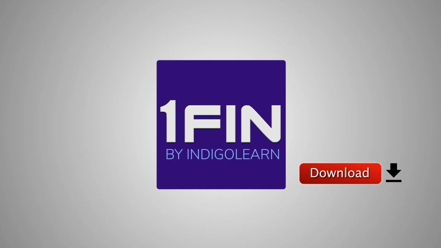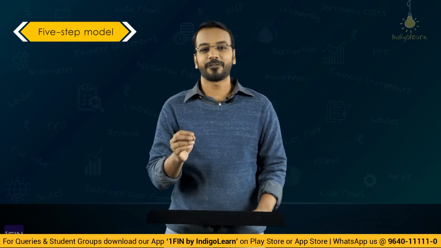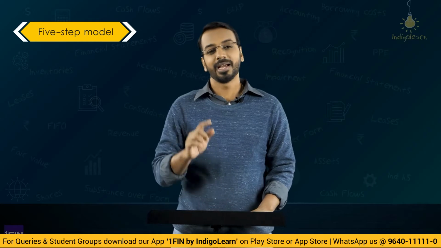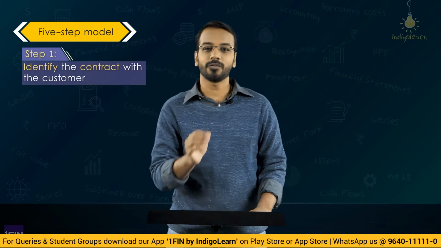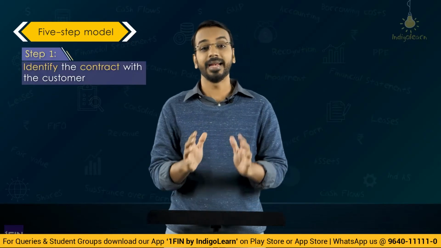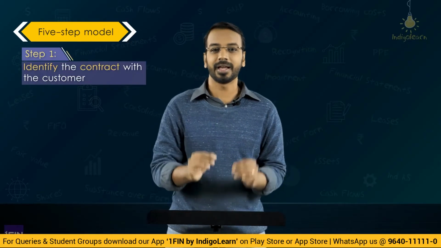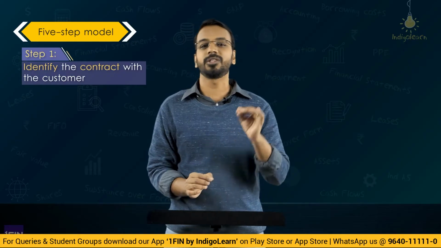on the go. Let us now understand the 5-step model in detail. And what is the first step? The first step is identification of the contract. So, an entity has to identify that there is a contract with a customer.